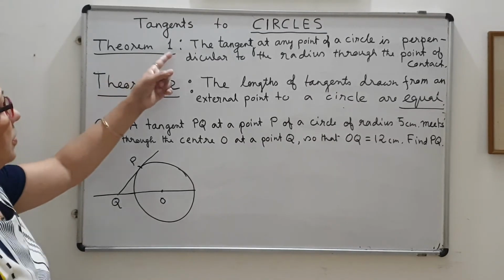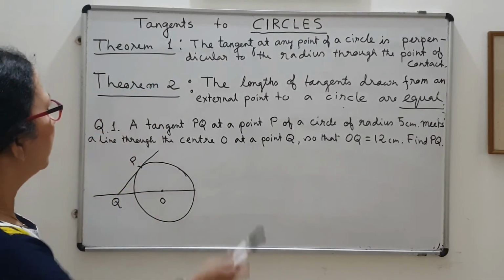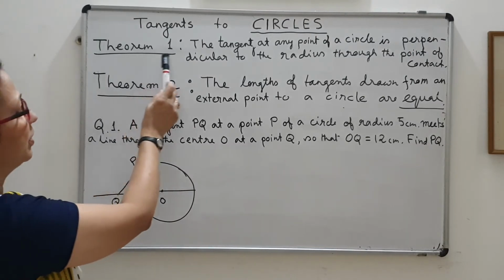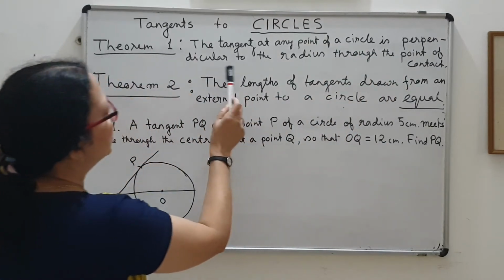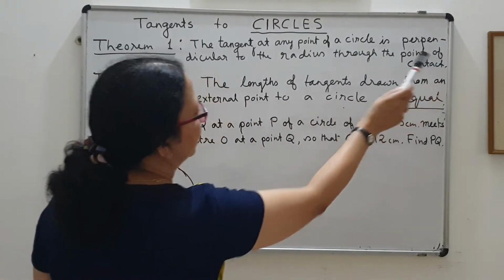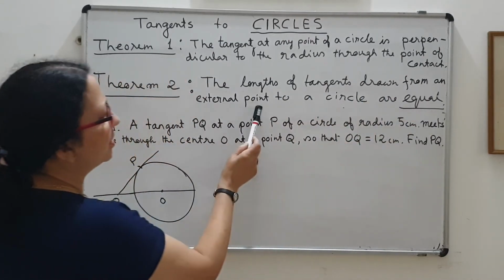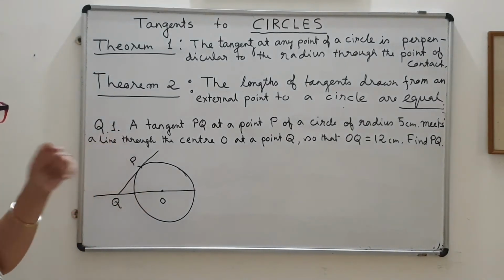So let us look at the definition of these two theorems again, so that with the help of these two theorems we will be solving a question. The first theorem: the tangent at any point of a circle is perpendicular to the radius through the point of contact. Second theorem: the lengths of tangents drawn from an external point to a circle are equal. Okay. So now we have taken this question.